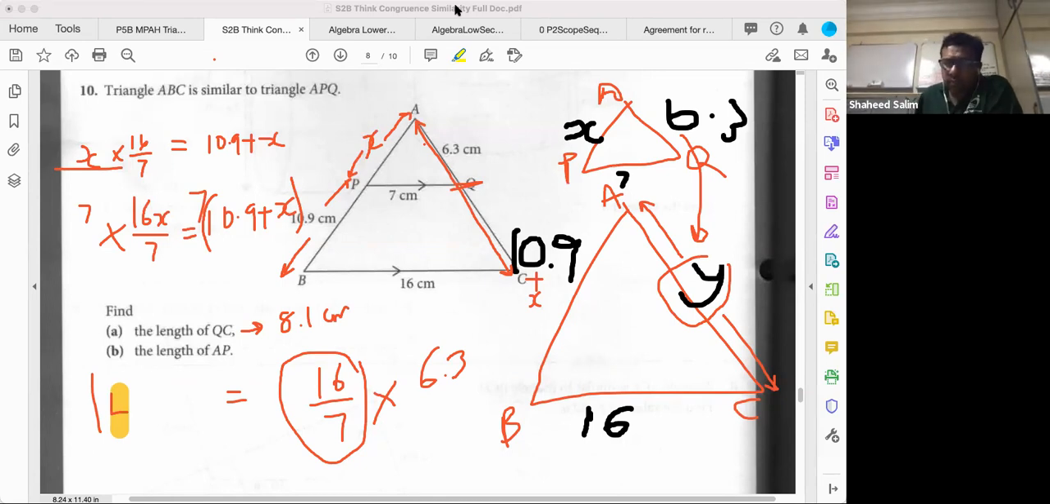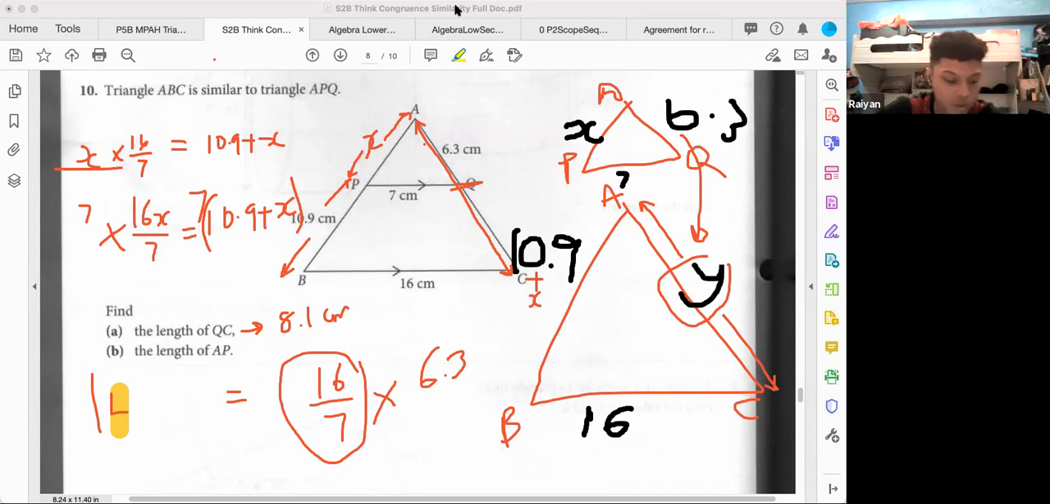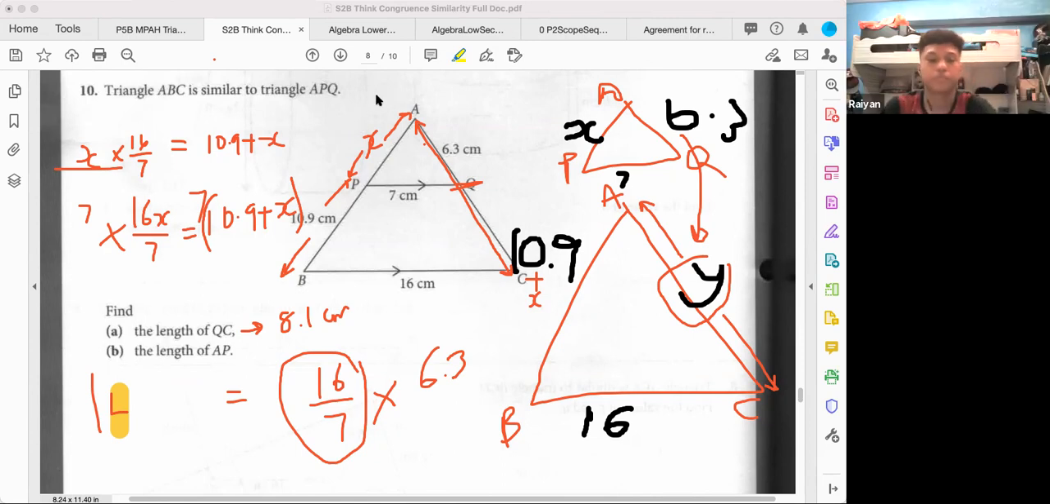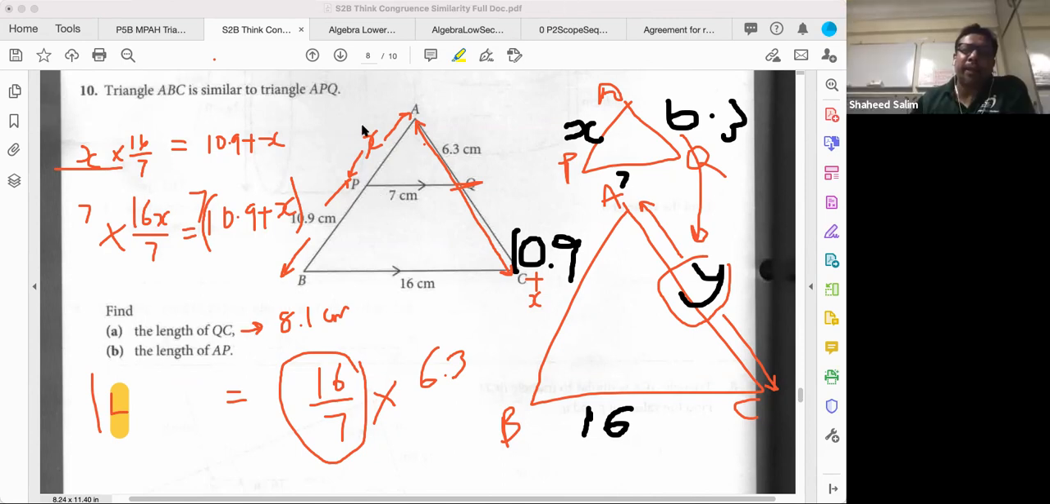Divide by 9. 8.4777. So you can say 8.48. So now you know that x is 8.48 here. So you already got the answer that AP is 8.48. Finish.